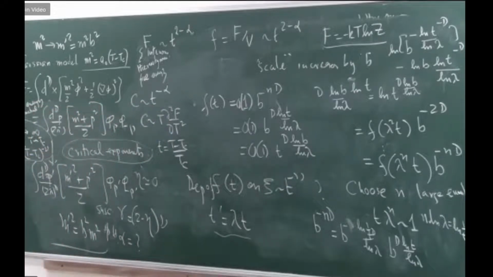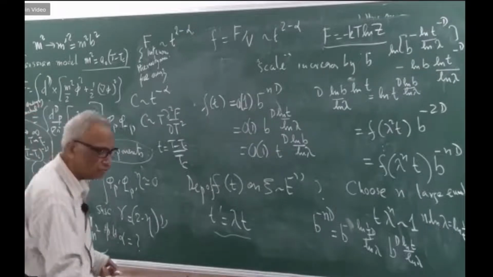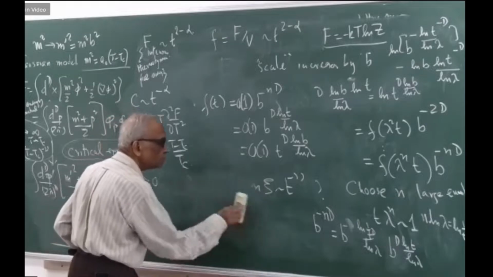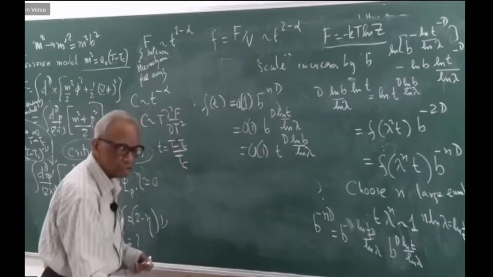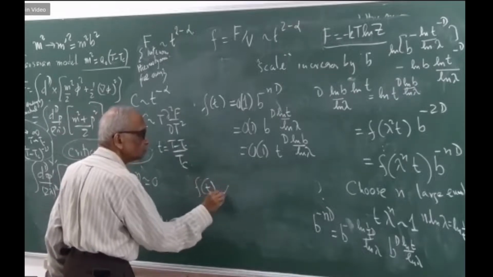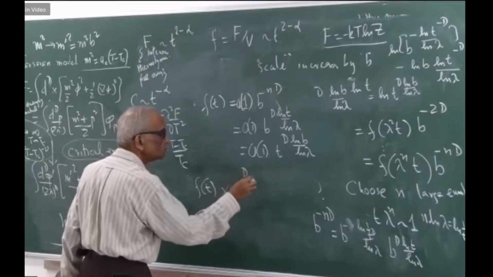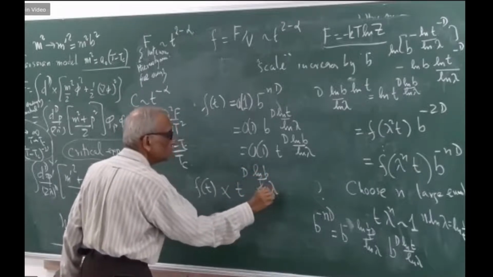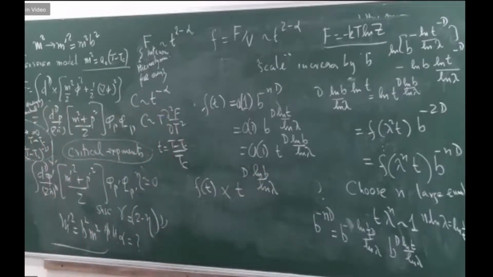So that is what the free energy is doing. The free energy per unit volume has this temperature dependence. So f of t is proportional to t to the power d log b divided by log lambda.